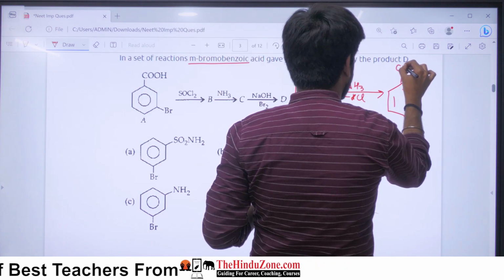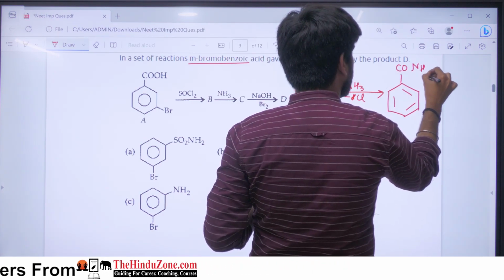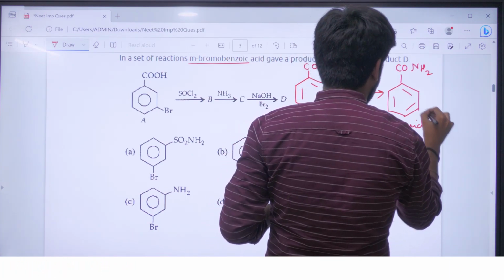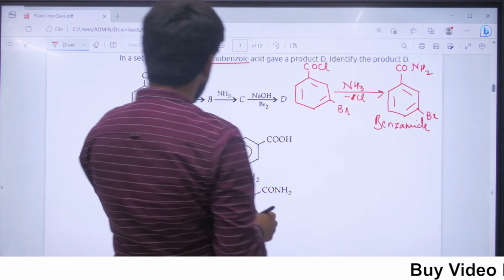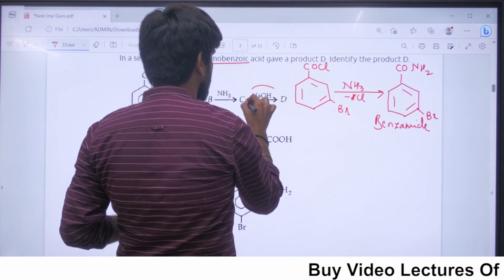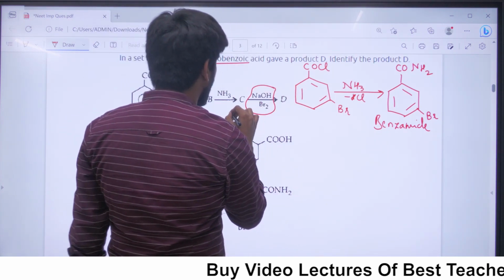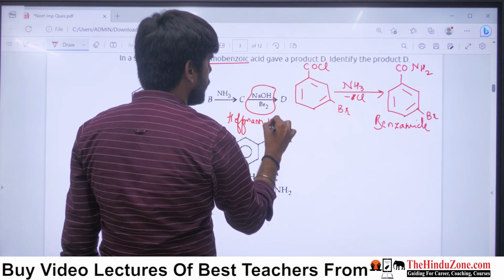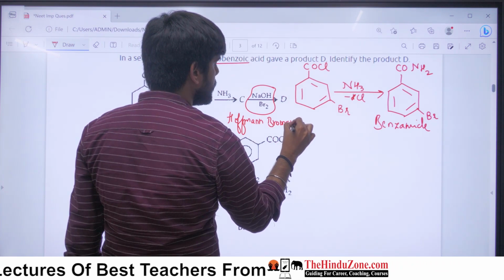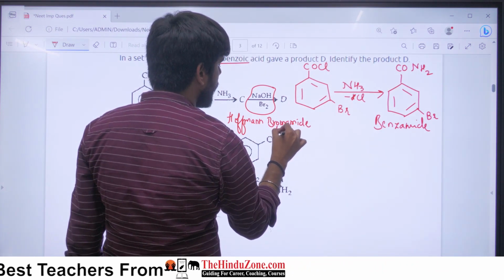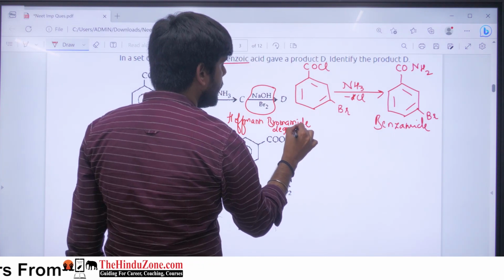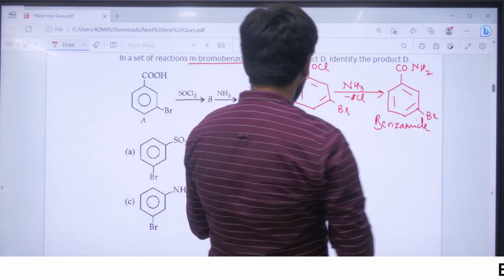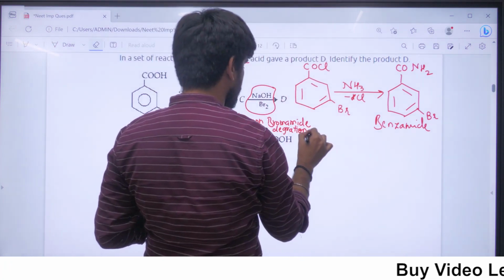I end up getting amide, CONH2, right? This is a benzamide, and this bromine will remain intact. And the last reaction is important. This is your Hoffmann bromamide degradation. Why degradation? Because I end up getting an amine from amide with one carbon less. So this is degradation.